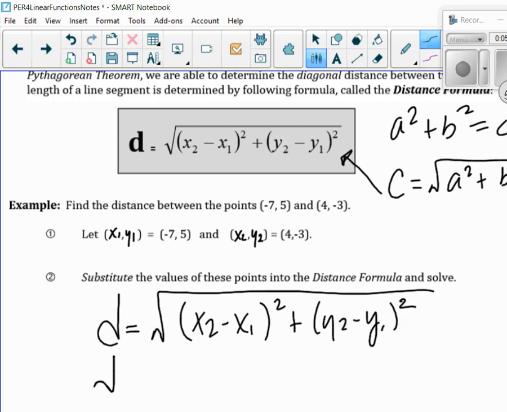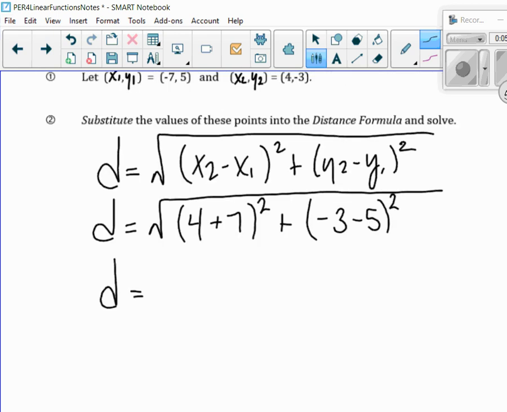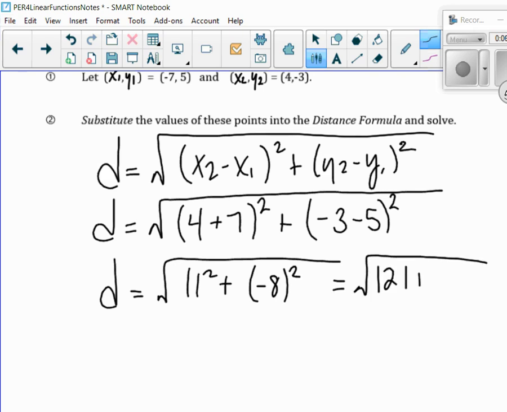So x2 was 4. So 4 subtract negative 7. So that's 4 plus 7, yes. Plus y2 is negative 3, and then I'm subtracting 5, and we're squaring it. So what's 4 plus 7? 11. So this is going to be the square root of 11 squared plus, what's negative 3 subtract 5? Negative 8 squared. So this is the square root of 121 plus 64.